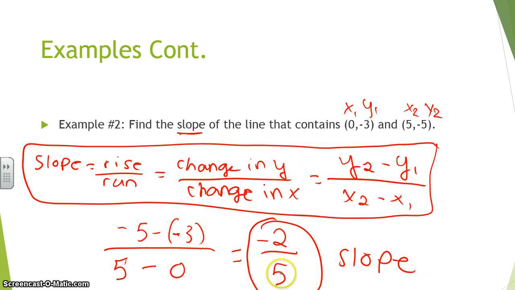So if I were to graph this, starting at the point 0, 0, I would rise by going down 2, and I would run by going to the right 5. So that is my final answer. My slope is negative 2 over 5. Make sure you show your work when you have slope problems like this.